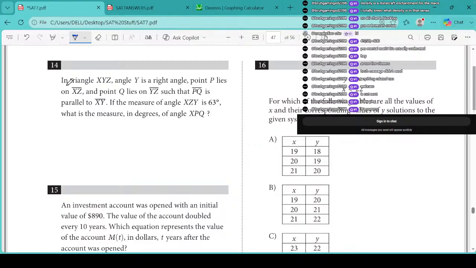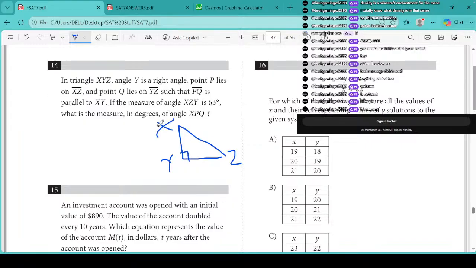This is another triangle question, which is really annoying. You see all this jargon right here? It doesn't really make any sense, but let's try to make sense of this. So, in triangle XYZ, Y is a right angle. Alright, let's just try to draw that. Y is a right angle. And let's say that's X and that's Z.